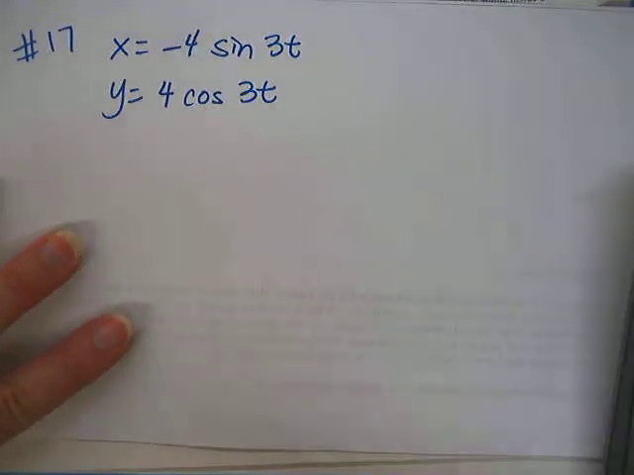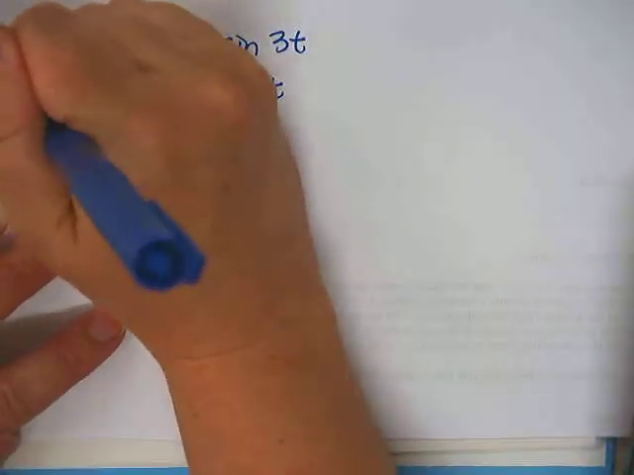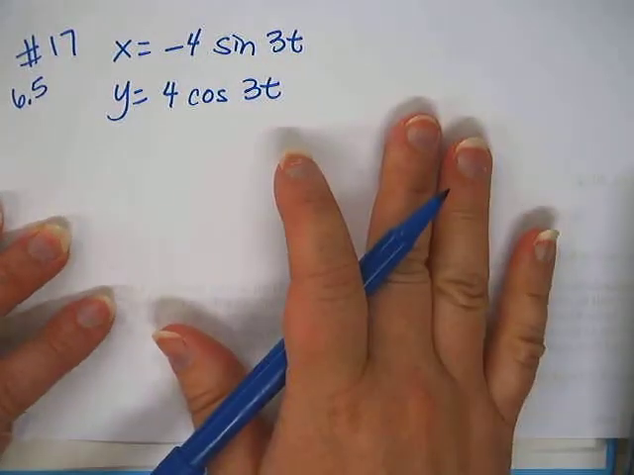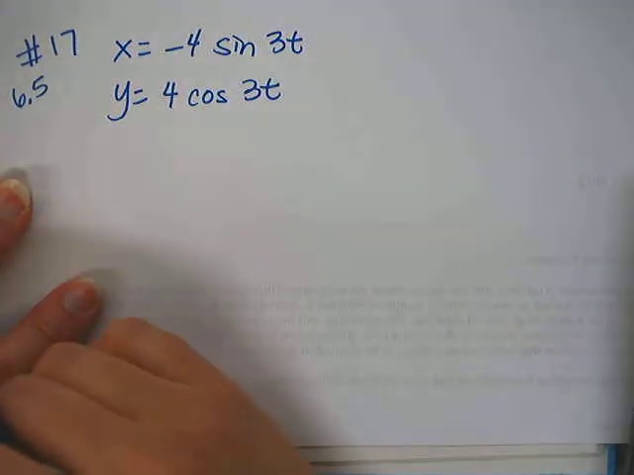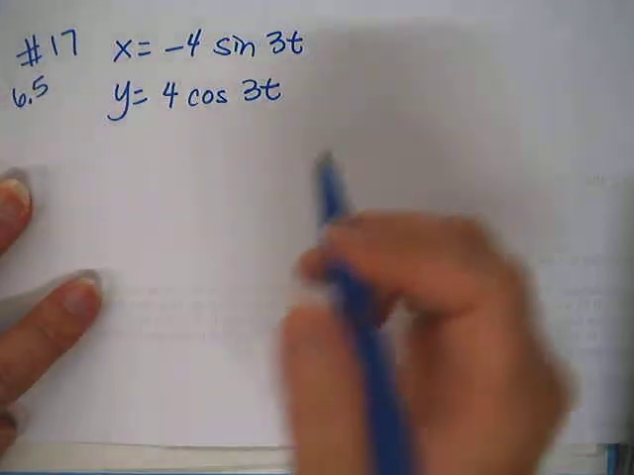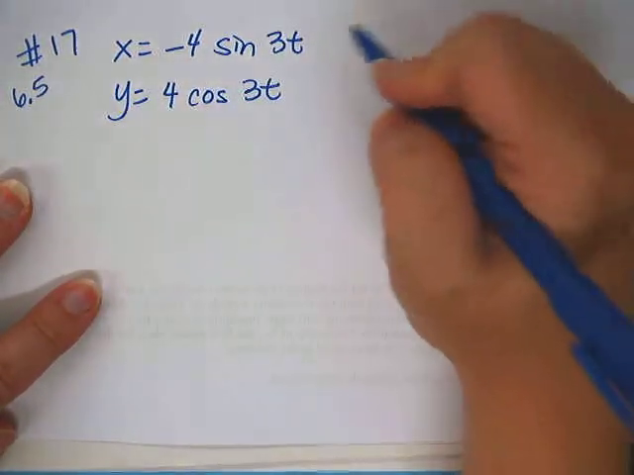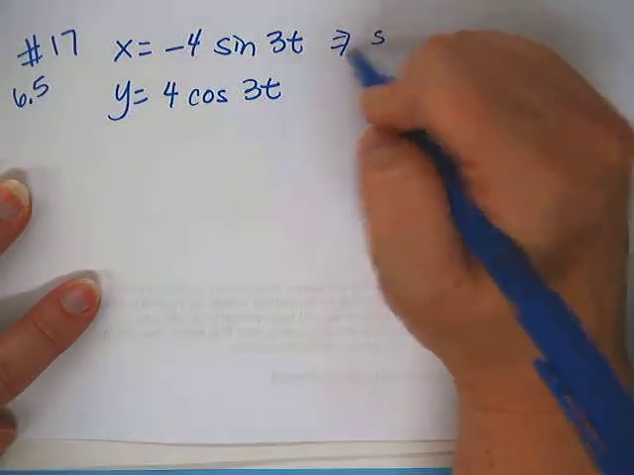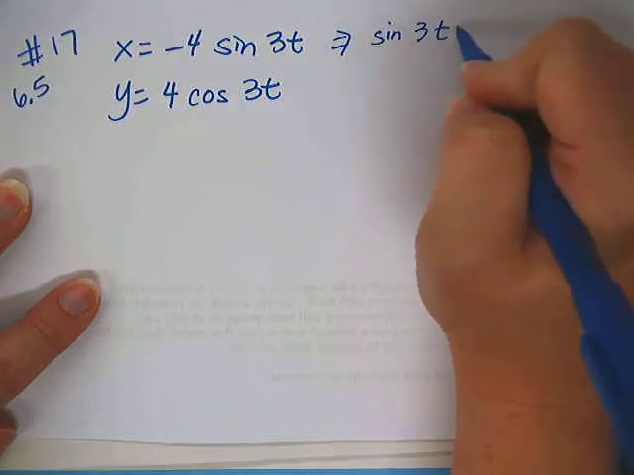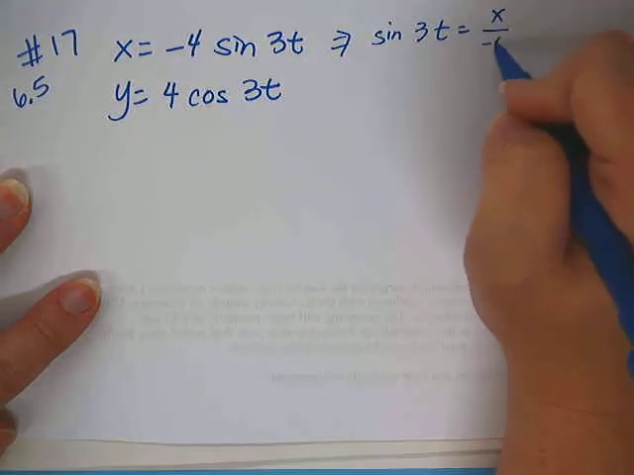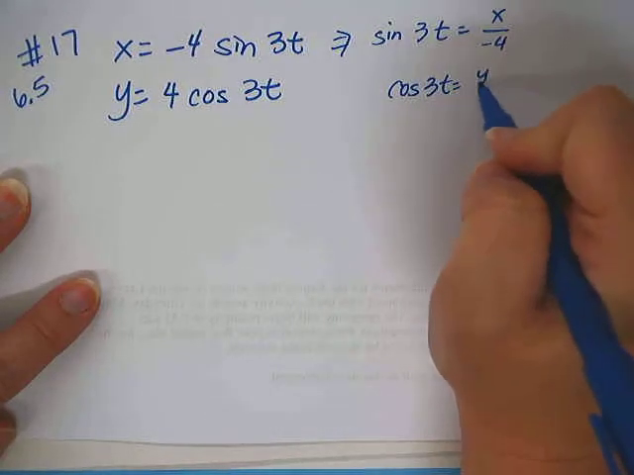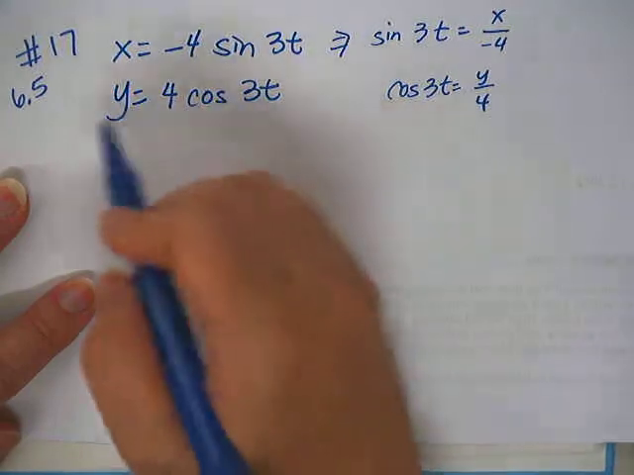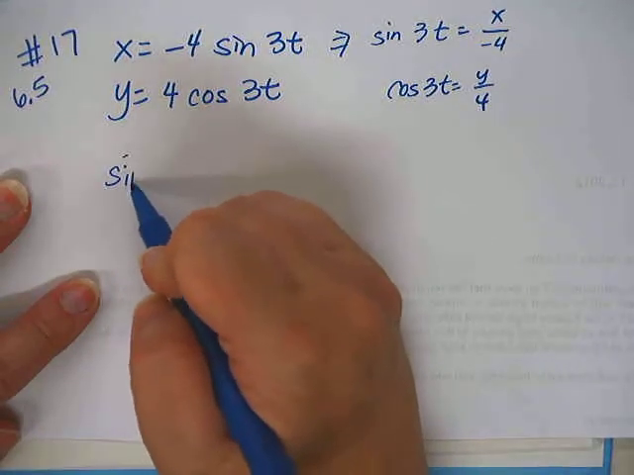Alright, we did an example like this on the homework. This is number 17 on 6.5. We're eliminating the parameter. I showed you last time that we can use the Pythagorean identity. So if we solve this so that sine 3t equals x divided by negative 4, and cosine 3t equals y divided by 4, then we plug those into our Pythagorean identity.